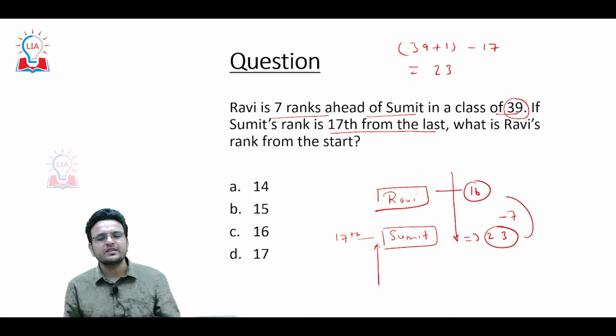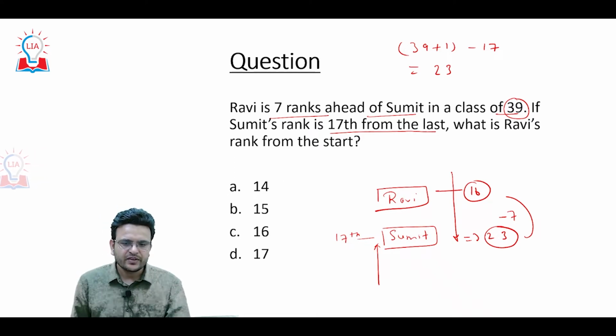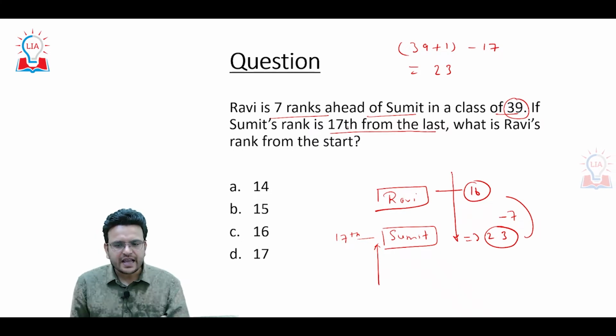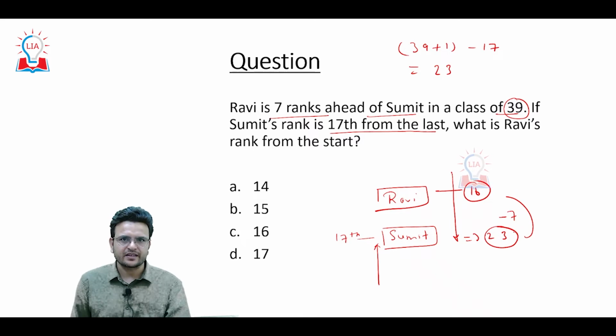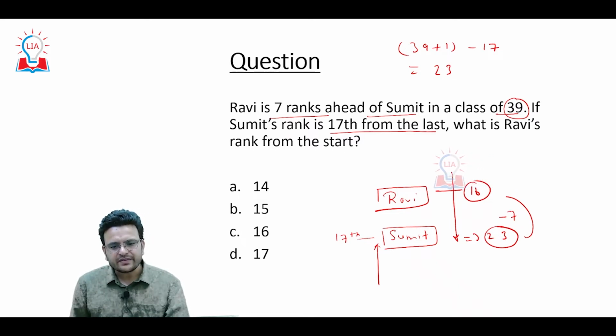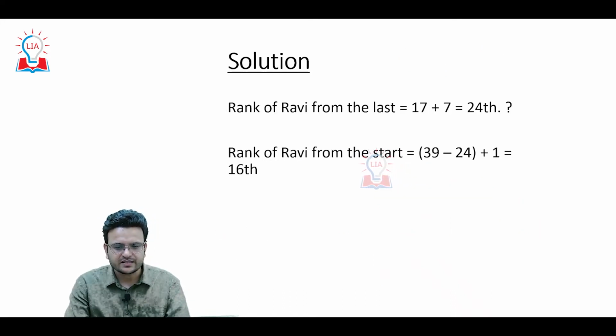Hope you are able to understand this particular question. Very simple way we have solved it. We know Sumit is 17th rank from the last in 39 students. So definitely from the starting it will be 23rd rank, and Ravi is 7 ranks ahead. It means 23 minus 7, that is 16. So the answer will be 16.